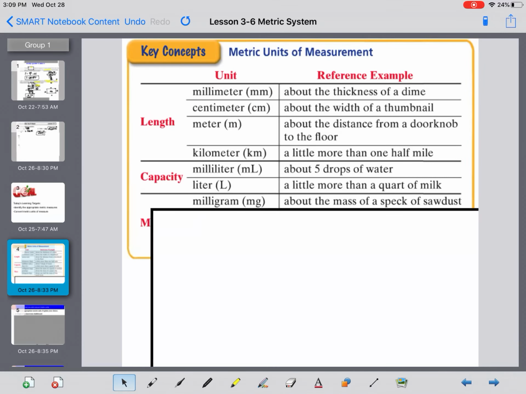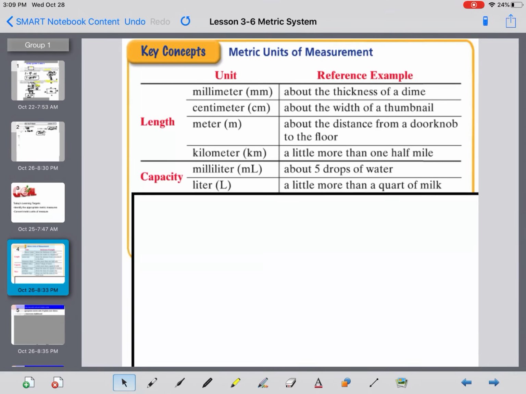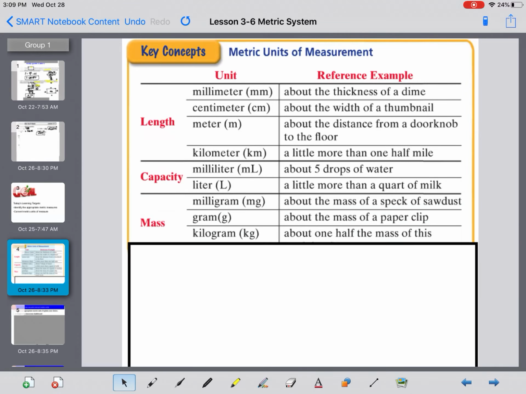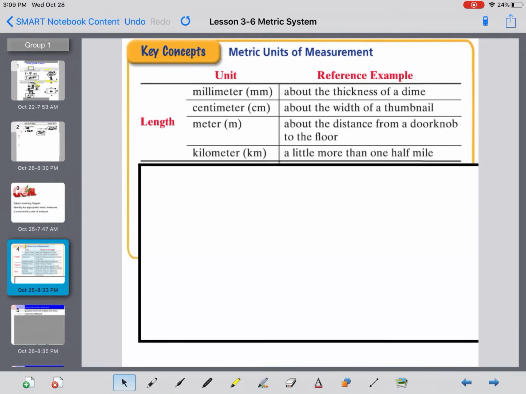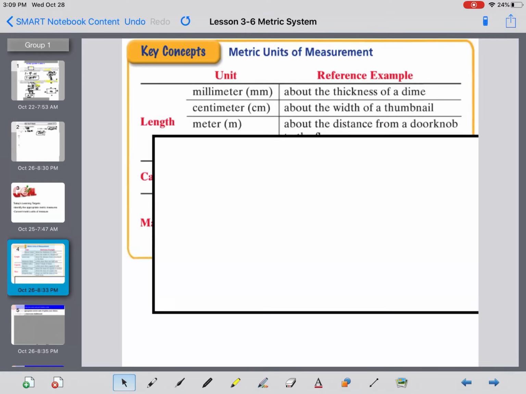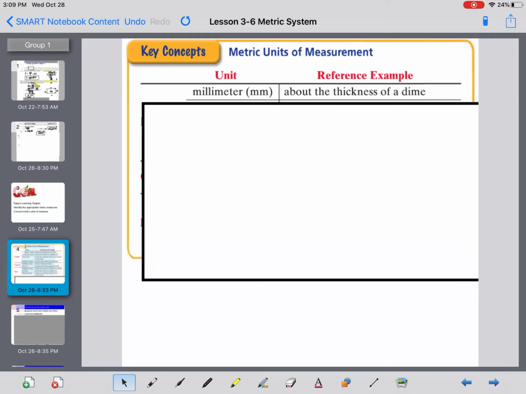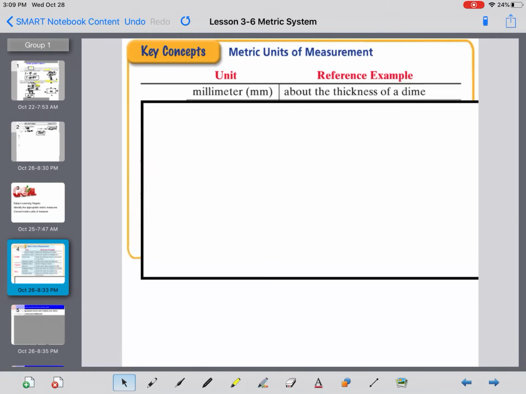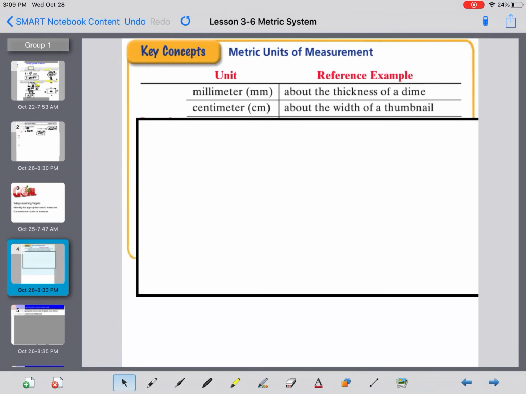First thing we need to do is review. There are always units to measure length, capacity, meaning how much liquid it holds, and mass, how much it weighs. So in length, we have millimeters, centimeters, meters, and kilometers. A millimeter is about the thickness of a dime. A centimeter is about the width of your thumbnail.